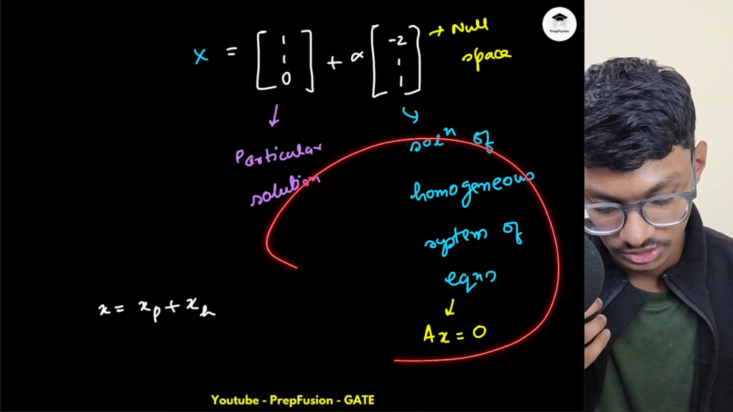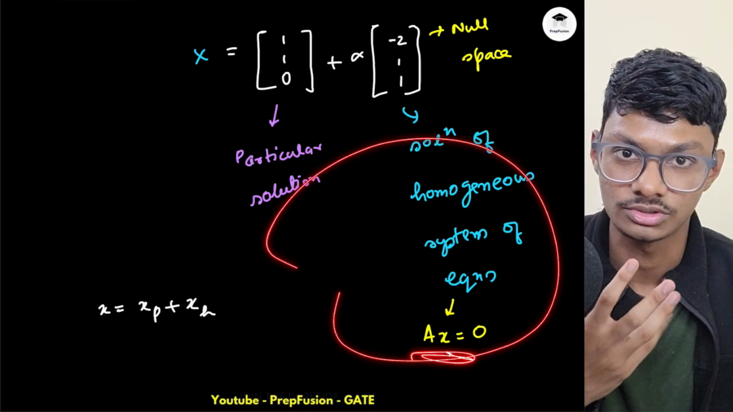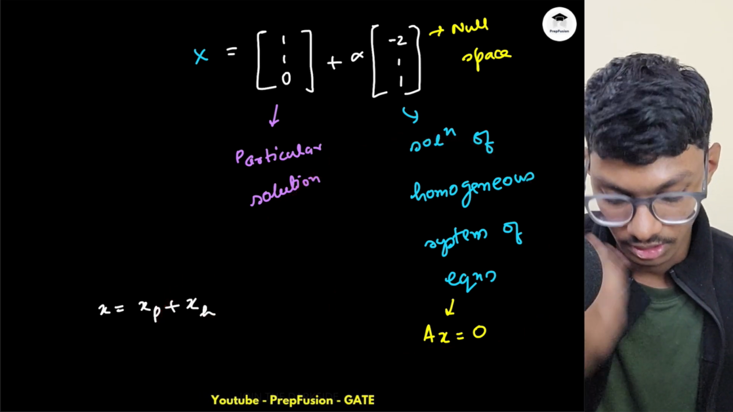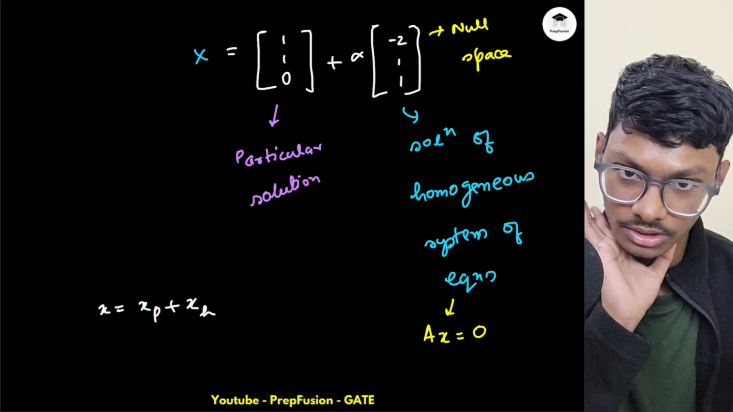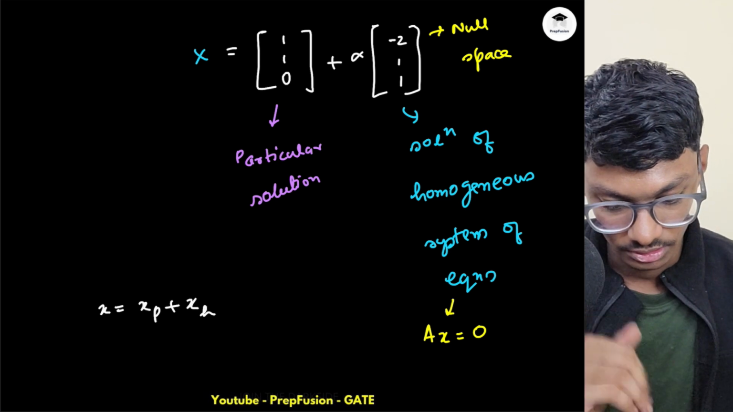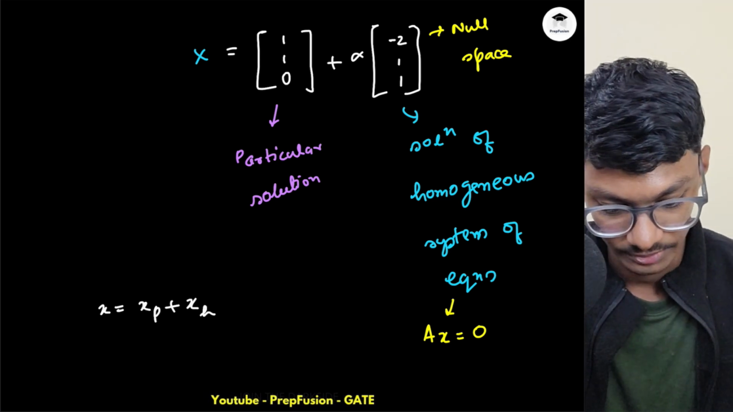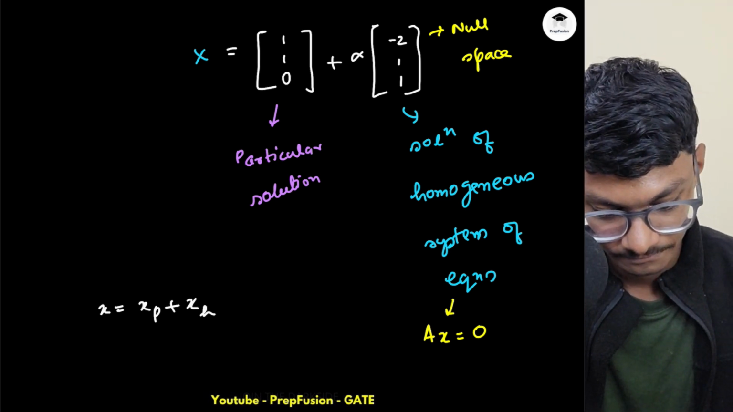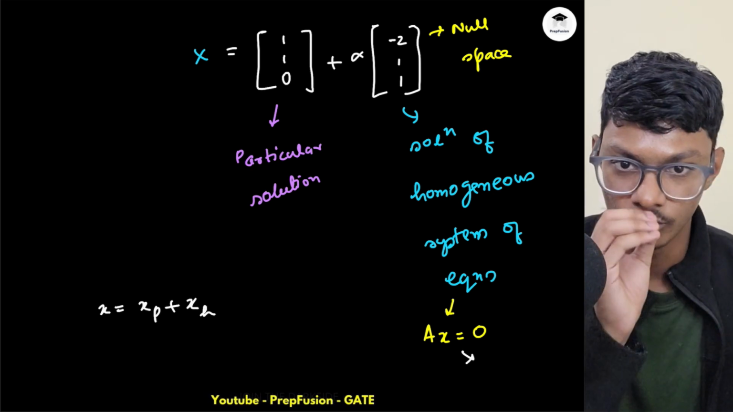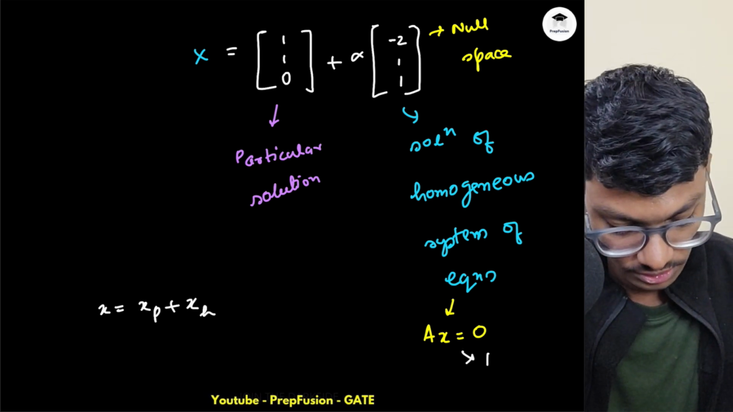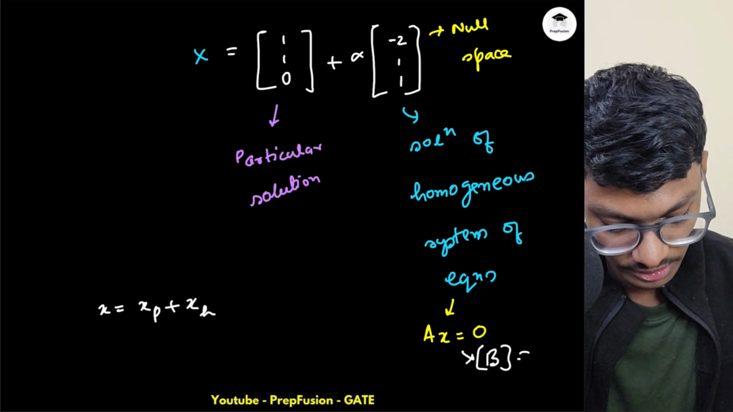That is why this is known as the solution for Ax equal to 0, and this is known as the null space. We'll learn more about this, don't worry. We'll learn more about this in detail during the vector space chapter, okay? Just giving you a brief overview of this. For the constant matrix, we made it 0.